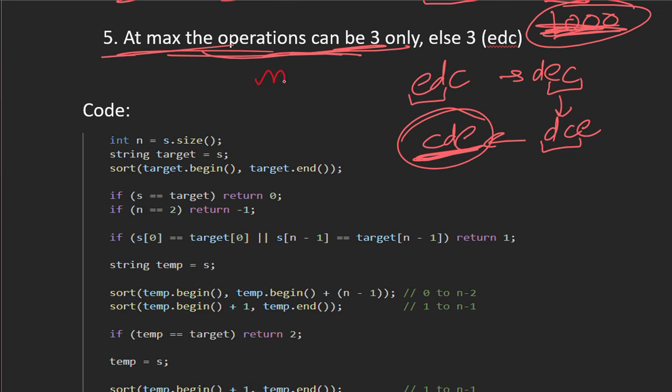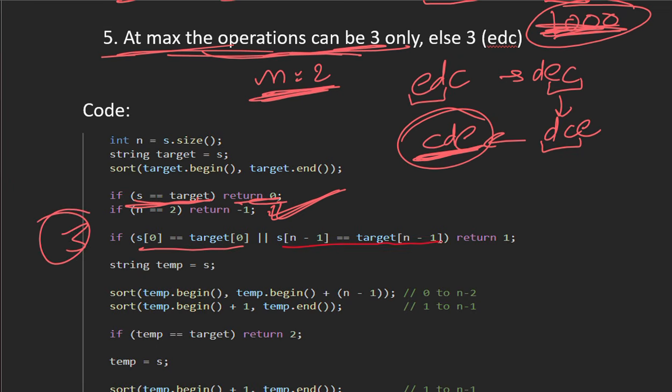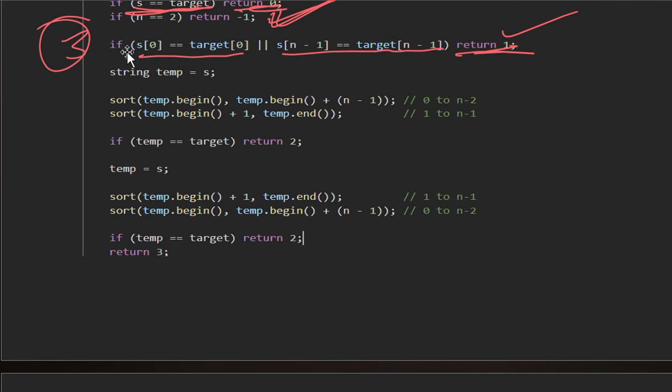So what are the different cases? First case: if it is directly sorted, then we return 0. Then the second case, the impossible case: if n is equal to 2 and it is not sorted, then we return -1. Then case number 3 is that either the first character or the last character is equal. If either of them is equal, then the number of operations required is 1.